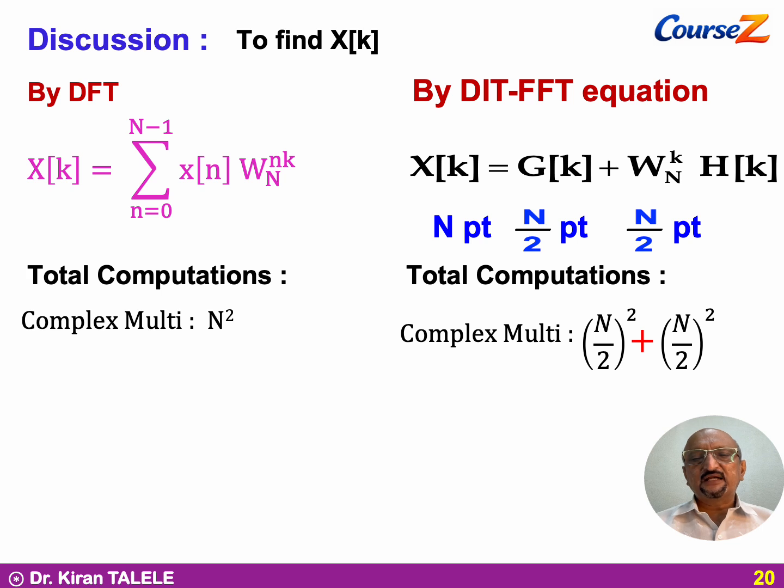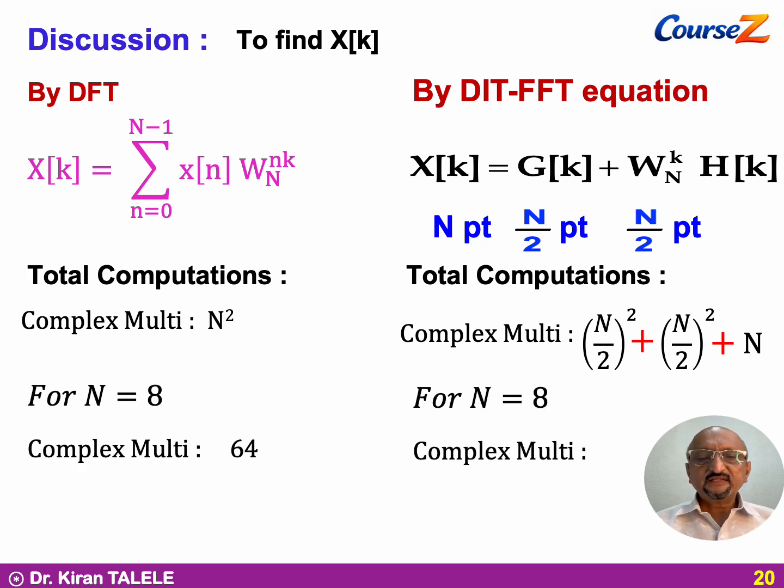That means N number of times we'll have to multiply W raised to k with H of k, and that value will have to be added. W raised to k will have to be multiplied with H of k values N number of times to get N values of X of k. So this will be addition of N multiplications in the expression. For N equal to 8, by DFT we get 64 multiplications. For N equal to 8, complex multiplications by DIT FFT equation is just 40. 40 is less than 64. That means calculations are reduced.